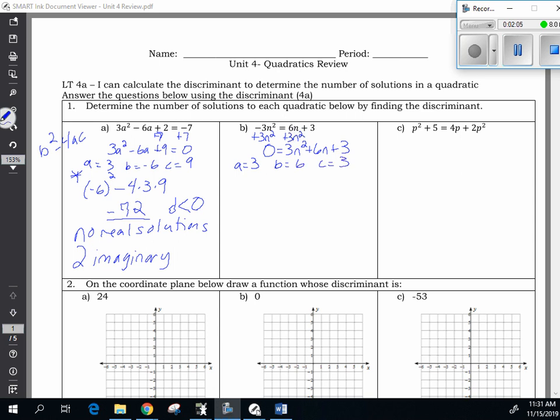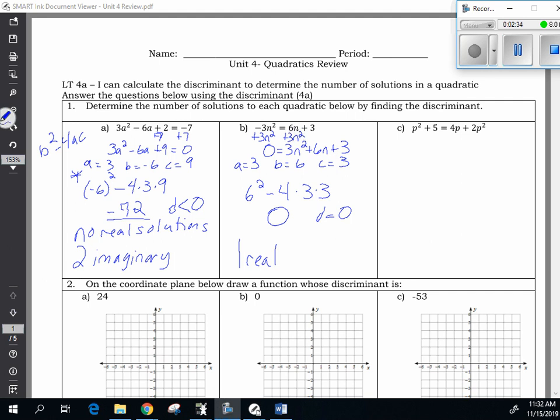Okay. I put it in for b squared minus 4ac, and so that's going to be 6 squared minus 4 times 3 times 3, and your discriminant ends up being 0. Okay, that means that if your discriminant is equal to 0, you have one real solution. Okay, and rational.